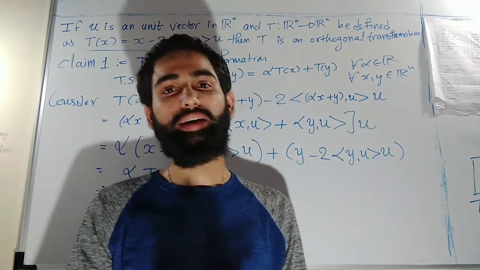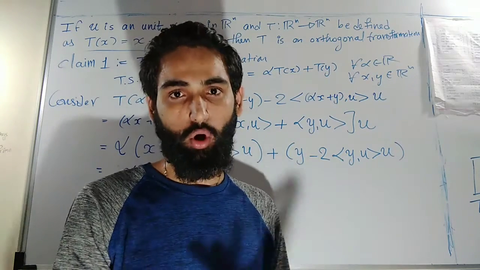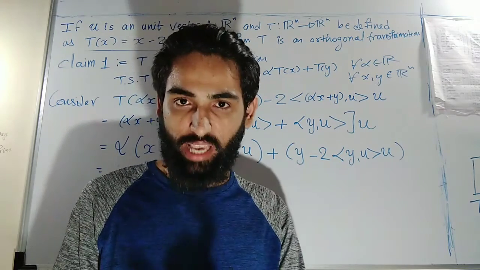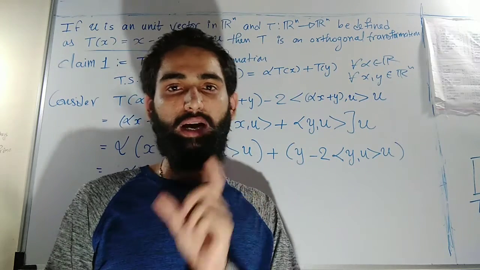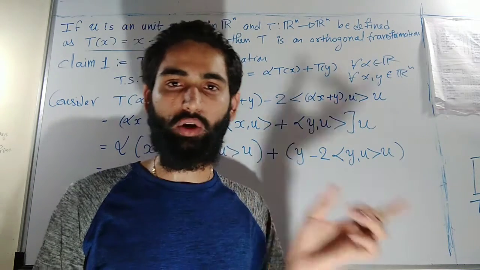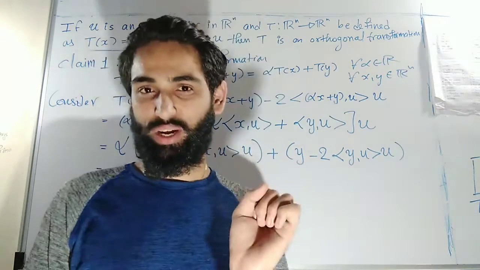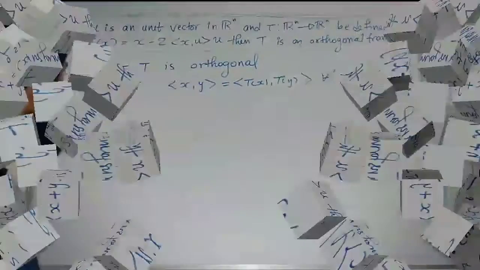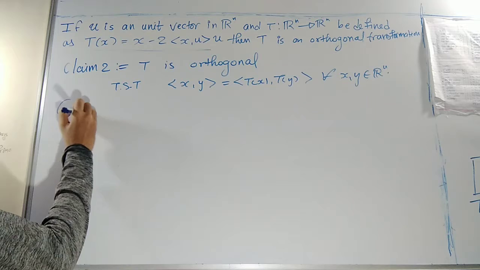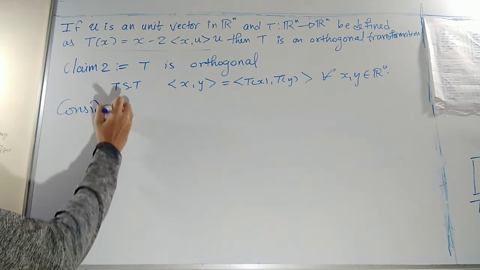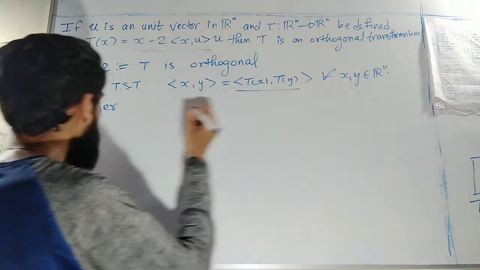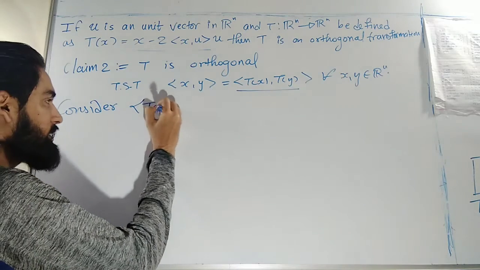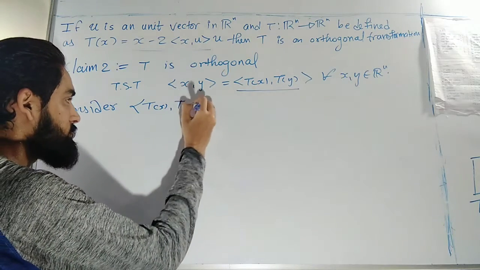Now we'll prove it is an orthogonal transformation. Orthogonal means we'll prove it preserves the inner product. That is, inner product of x, y is the same as inner product of Tx comma Ty. So now I will be considering the right hand side of my claim. That is, I will consider the inner product of Tx with Ty.